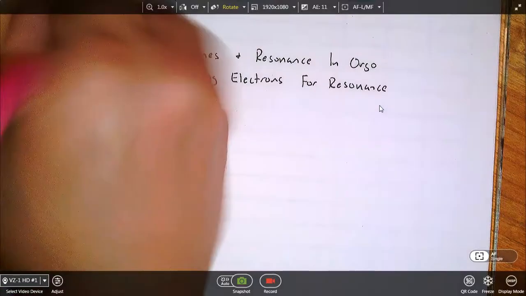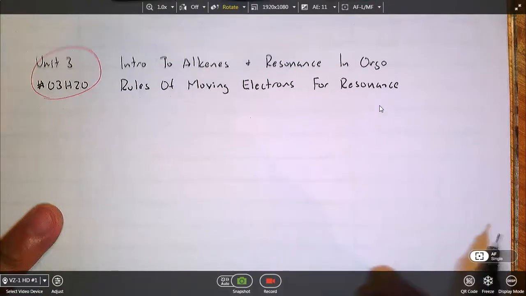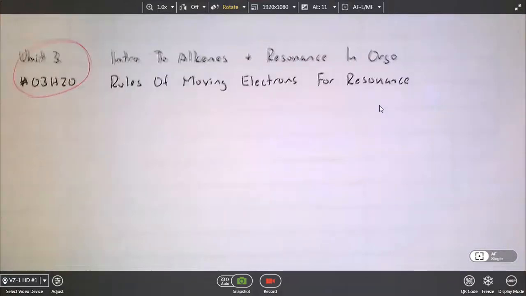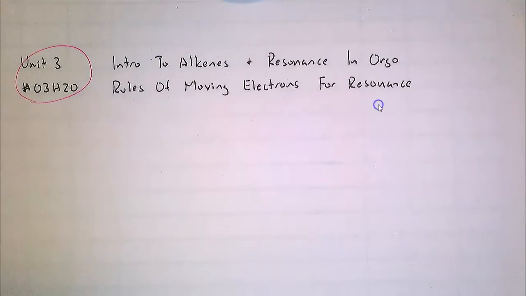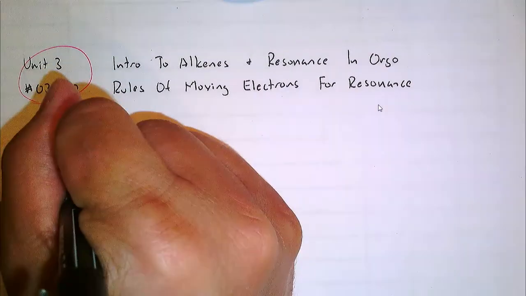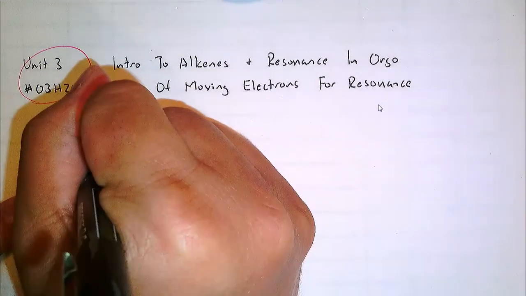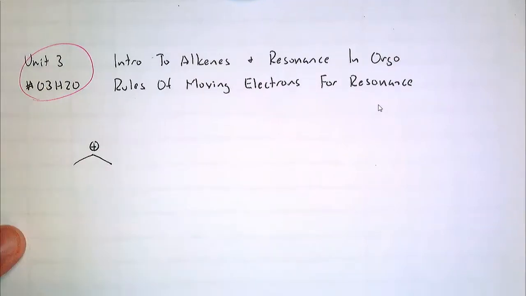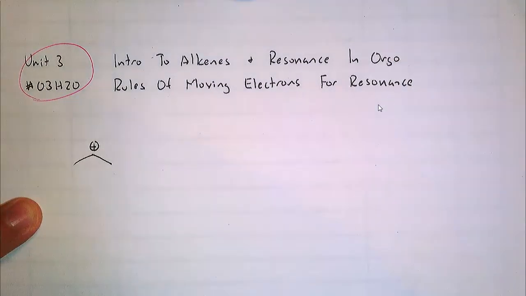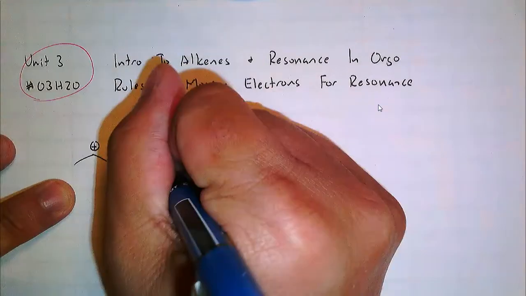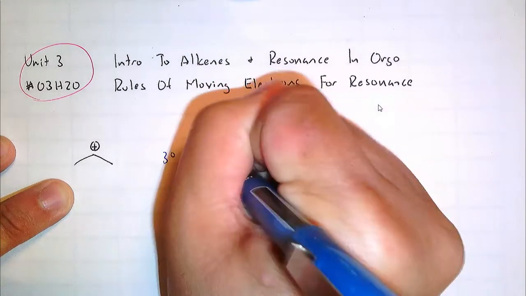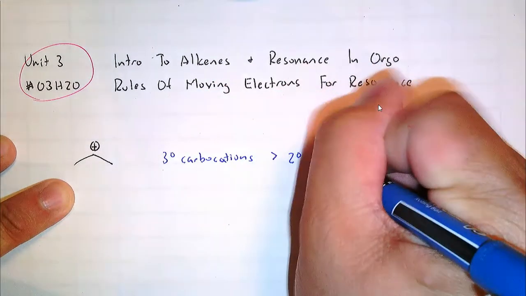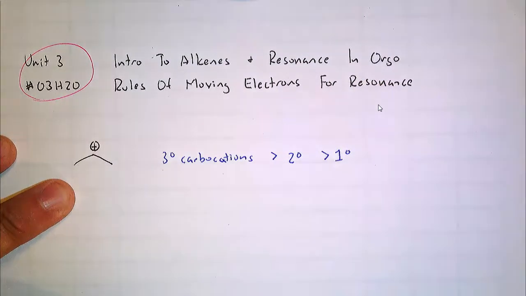We are going to talk about resonance for the first time. And in a previous video, when we were talking about our first reaction with alkenes, which is hydrohalogenation, we went through a carbocation intermediate. The carbocation intermediate was this. And what did we learn about carbocations? We learned the trend: tertiary carbocations are greater than secondary, greater than primary. Greater in what? Greater stability.